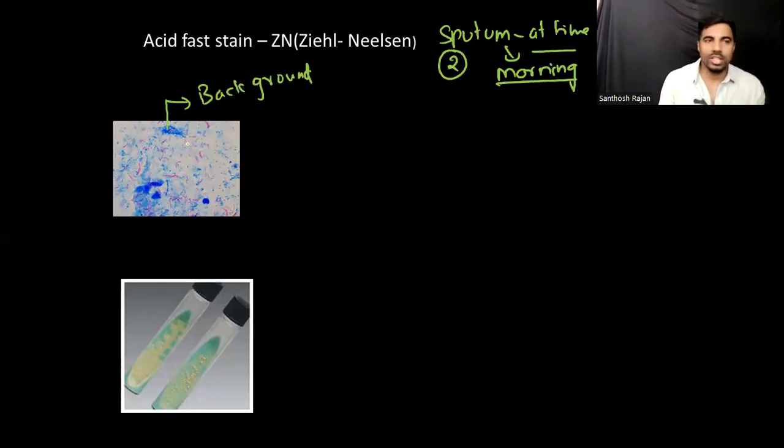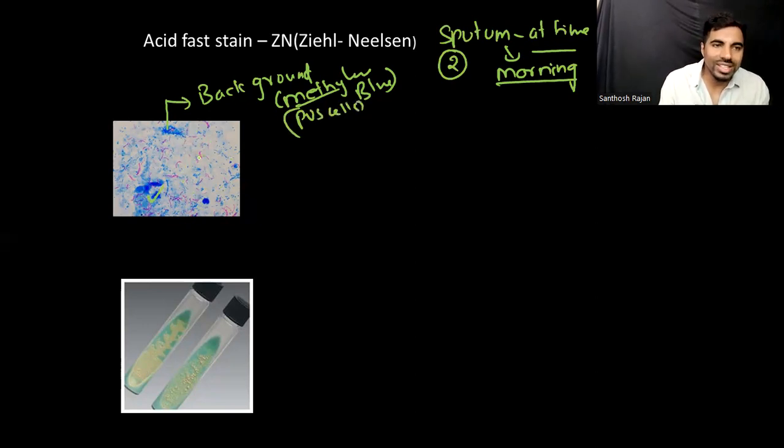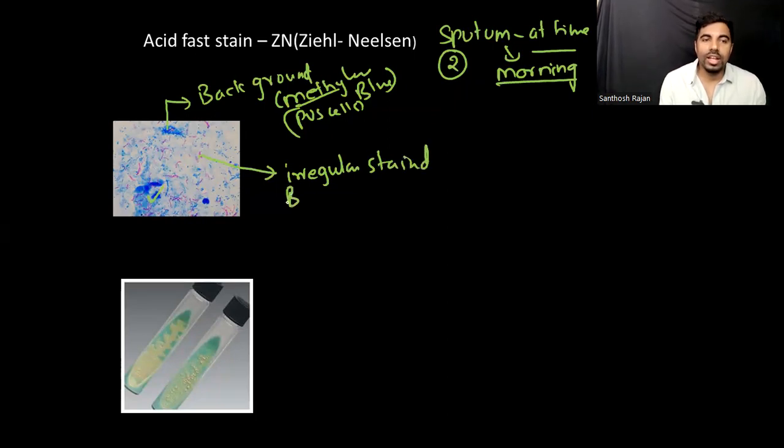Then you do the acid-fast stain. What you see in the background is methylene blue, because our secondary stain is methylene blue. Remember Anand Mahindra: M for methylene blue. So the background should be blue; these are the pus cells, stained by methylene blue. And what about the inner one? This beaded appearance is irregularly stained, beaded red bacilli.